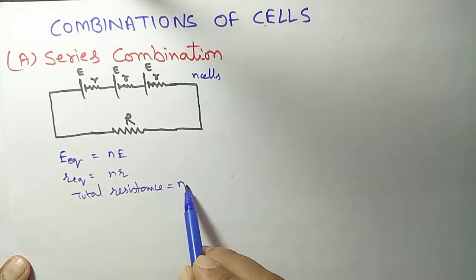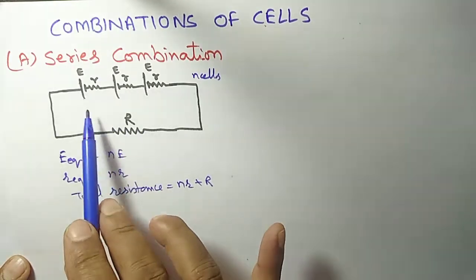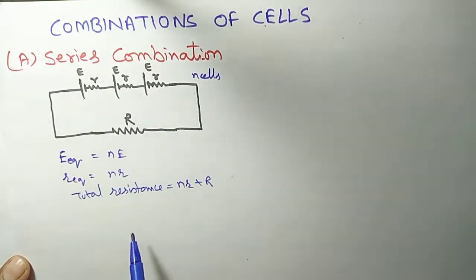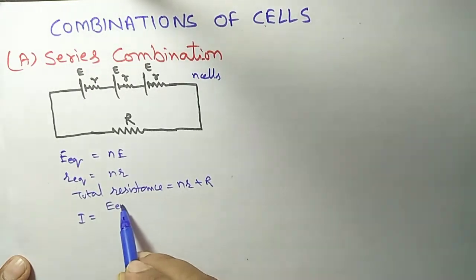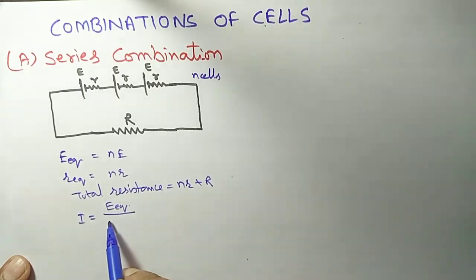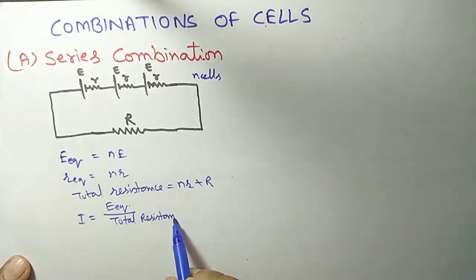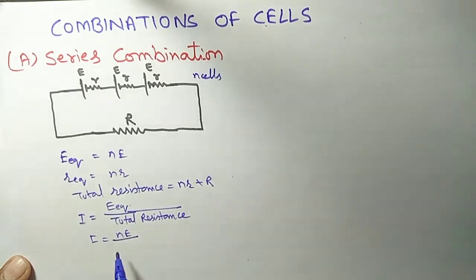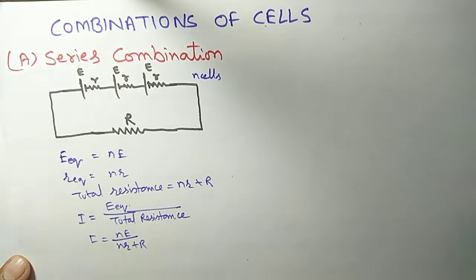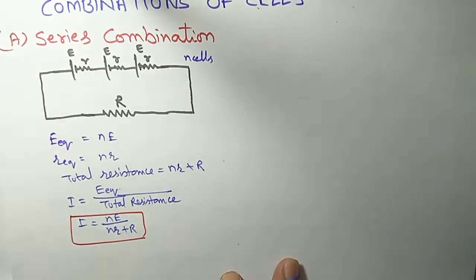It is equal to internal plus external, because R is the external resistance which is connected in series in the circuit. So what will be the I? According to the formula, I means the total EMF upon total resistance. So we can write I is equal to nE upon nr plus R. This is the required expression to find the current in series combination.